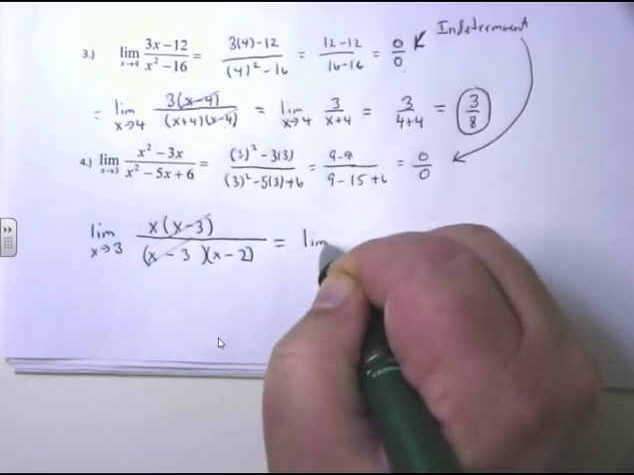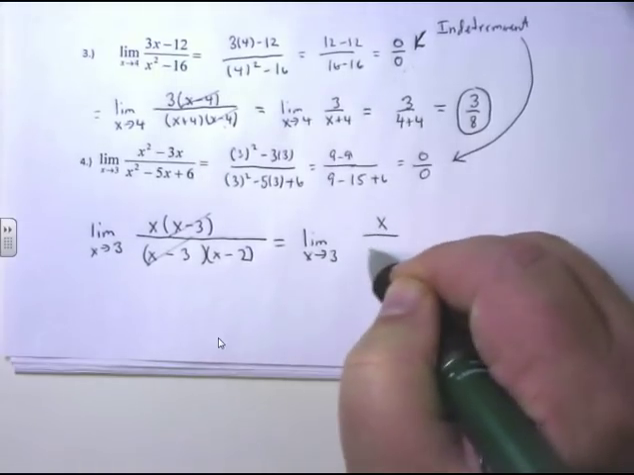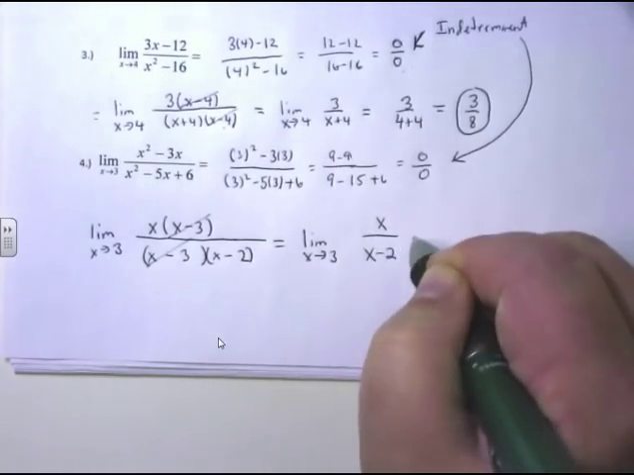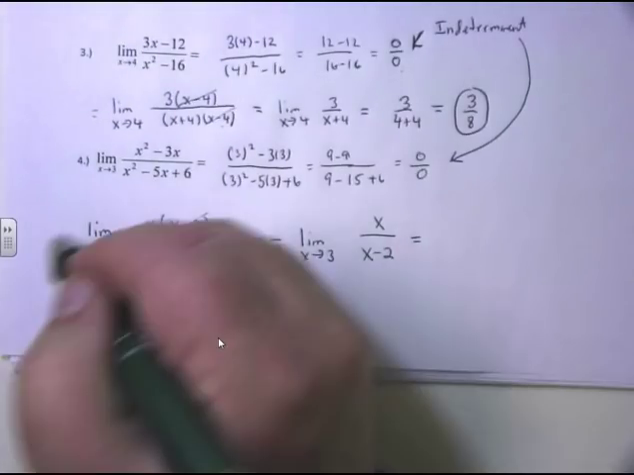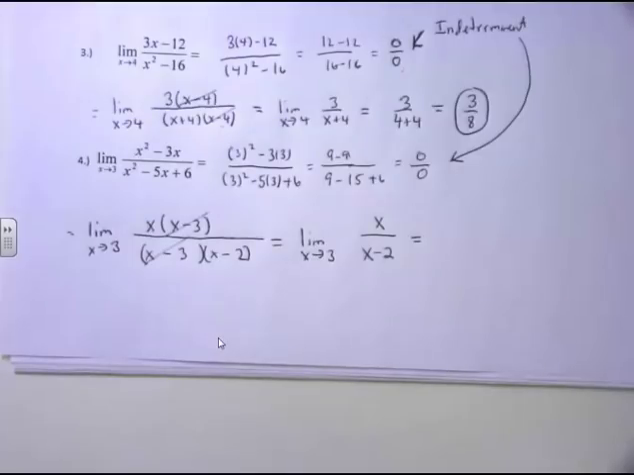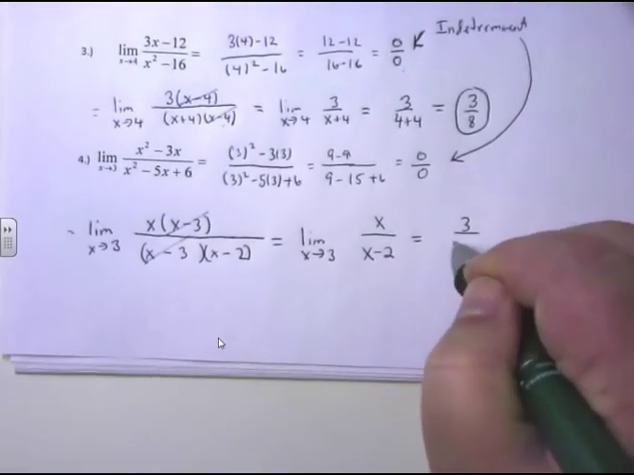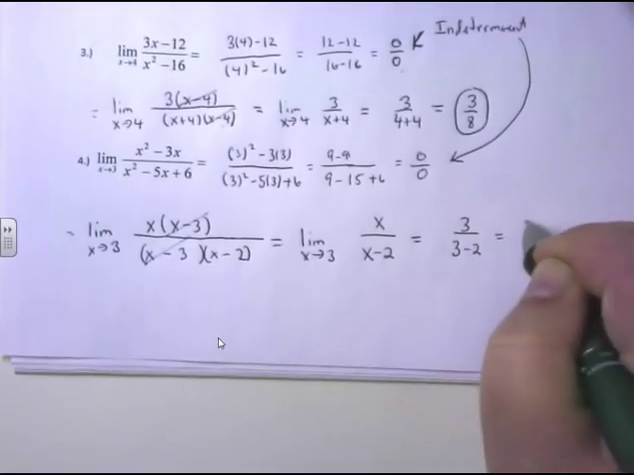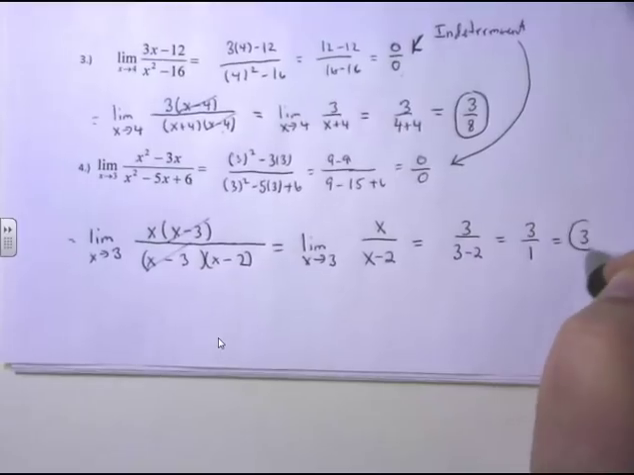So there's a pattern here. So this is the limit as x approaches 3 of x over x minus 2. That's what's left over. And notice I continue to write the word limit. And proper etiquette says I will continue to write the word limit until I actually plug in the number. Well, let's plug in 3. This will be 3 over 3 minus 2. That's 3 divided by 3 minus 2, which is 1. So my answer is 3.